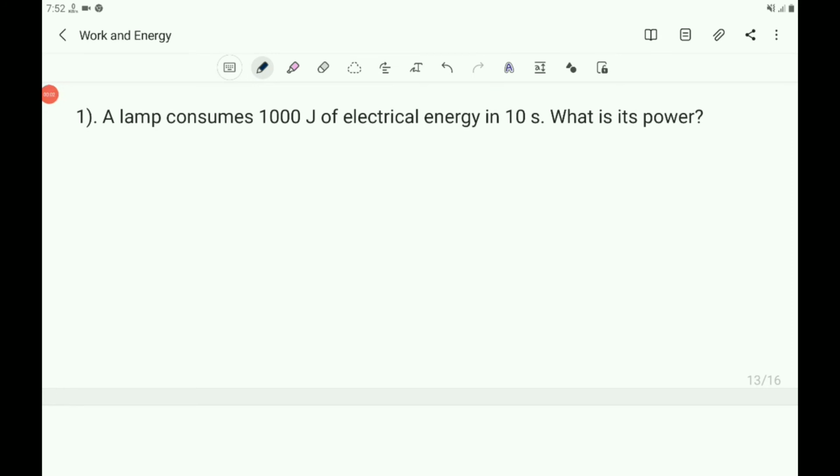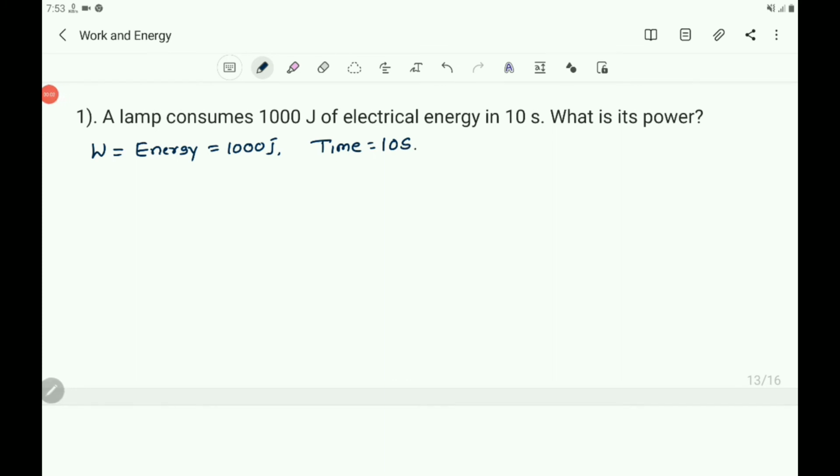Now let us solve some numerical problems based on work and energy and also the rate of doing work, power. The question: a lamp consumes 1000 joules of electrical energy in 10 seconds. What is its power? So here what is given? Energy is given, energy equals 1000 joules. That is nothing but work done. Energy consumed is nothing but work done, so W equals energy equals 1000 joules. And time is given. Note down that time equals 10 seconds.